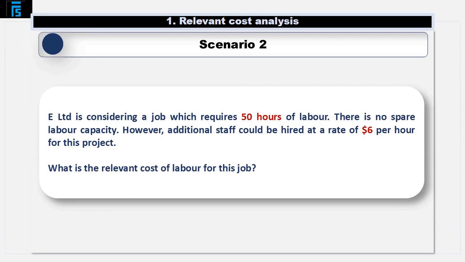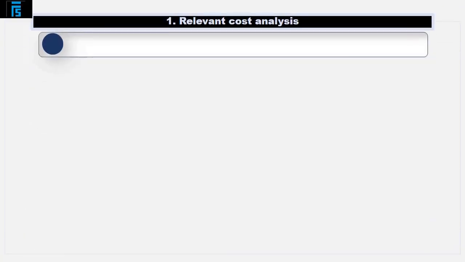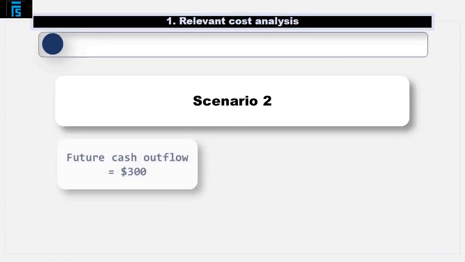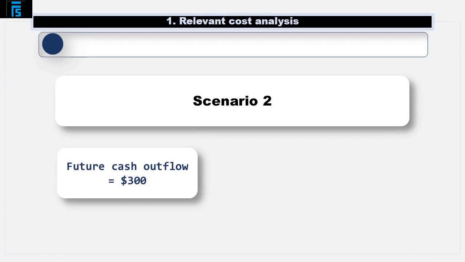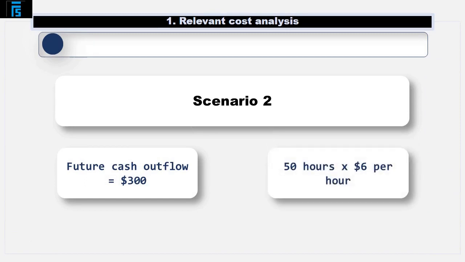Scenario 2. E Limited is considering a job which requires 50 hours of labour. There is no spare labour capacity. However, additional staff could be hired at a rate of $6 per hour for this project. What is the relevant cost of labour for this job? The future cash outflow associated with the job is $300, being the 50 hours of required labour multiplied by the rate of pay of $6 per hour. Hence, the relevant cost of labour for this job is $300.